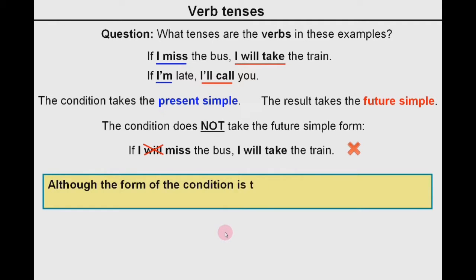And very important, as we have seen, the form of the condition is the present simple. I miss, I'm late. However, the meaning is the future. So this is very important. The condition here, we are saying if I miss the bus. We are using the present simple, but we are referring to the future. Okay? The meaning is if I miss the bus tonight, for example, or tomorrow. Okay? So we are using the present simple form, but to refer to the future. And the result is always in the future simple.